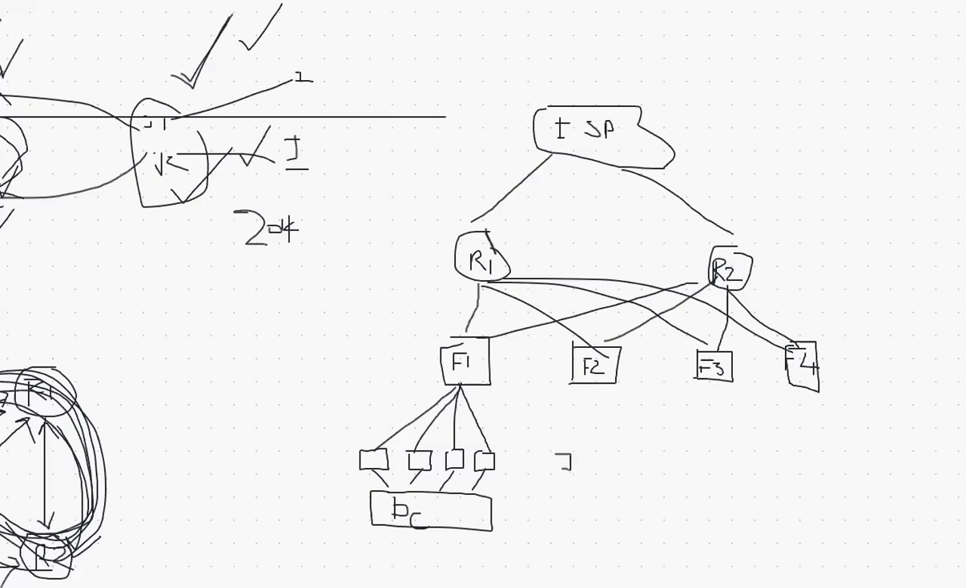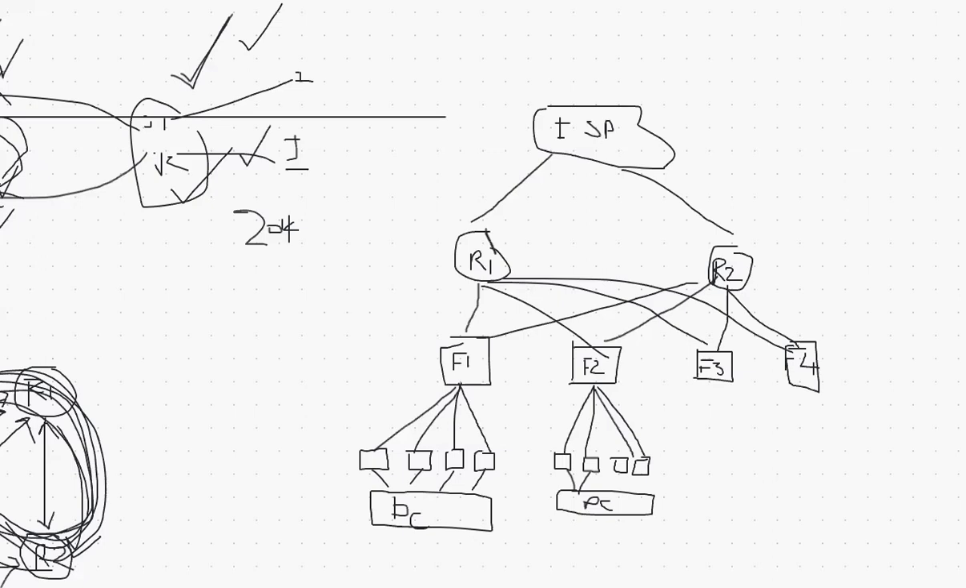Similarly, on floor 2, again switches. These are called access layer switches. These are all PCs, laptops, whatever they are connecting on that floor. They will be connected to the floor 2 distribution switch. And this PC will have a connection to this one or this one, right? So yeah, similarly floor 3, floor 4.